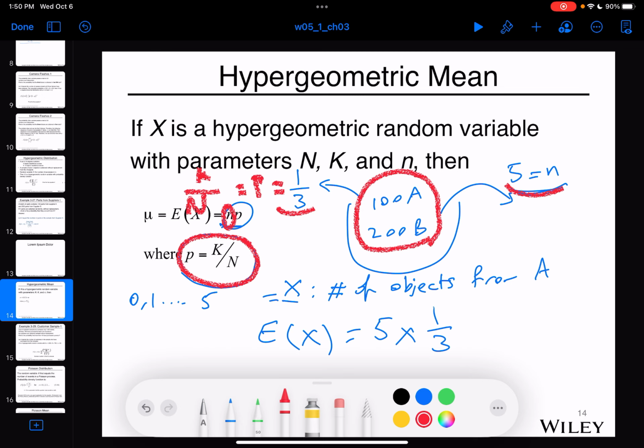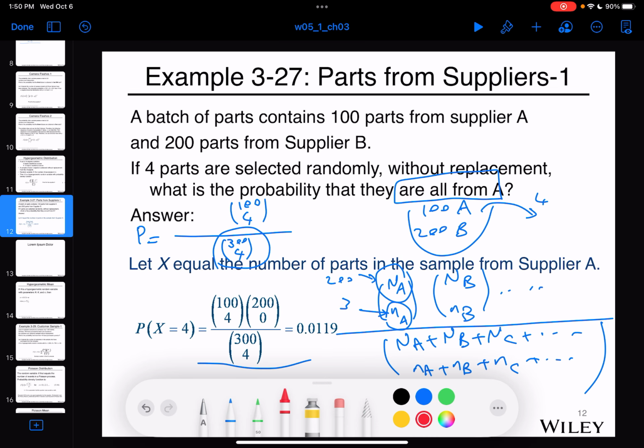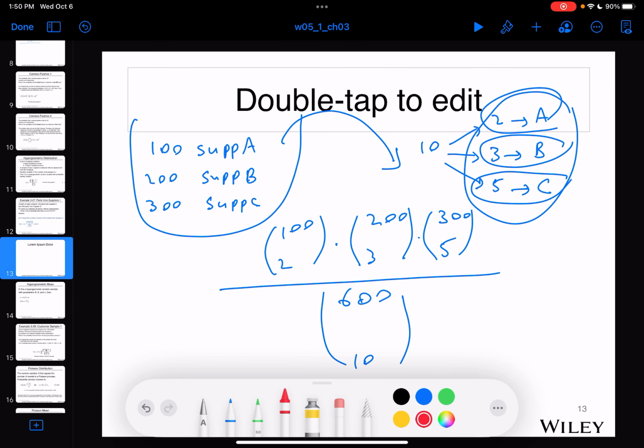Yeah, what's the question, Taji? Can you go back one slide, please? This one? Yeah. Thank you. Yeah, okay. Other questions? Okay.